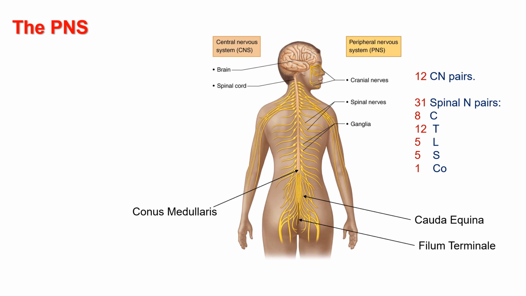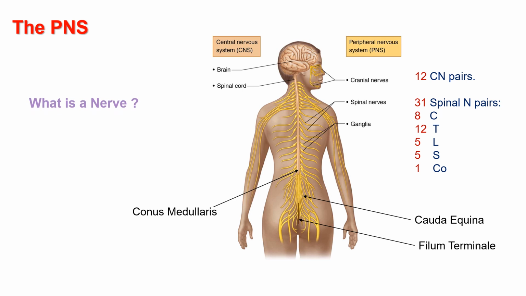The good thing about the peripheral nervous system is that the basic structures don't change all that much. It's more a function of anatomical location. So we have 12 cranial nerve pairs and we have 31 spinal nerve pairs. The main thing I would say is that you need to know the regions. So we have cervical, thoracic, lumbar, sacral, and coccygeal. Those are the regions that I would ask you to be able to recognize as potential regions for spinal nerves.